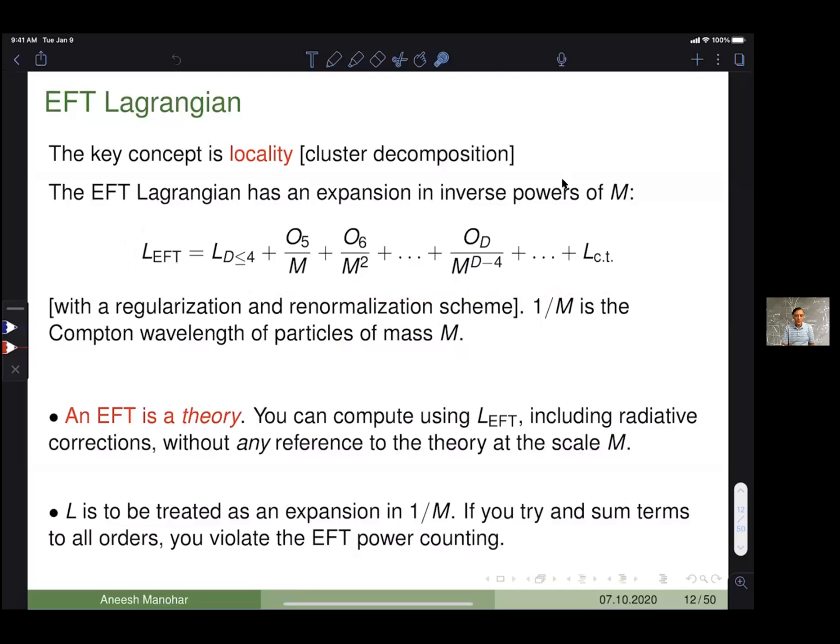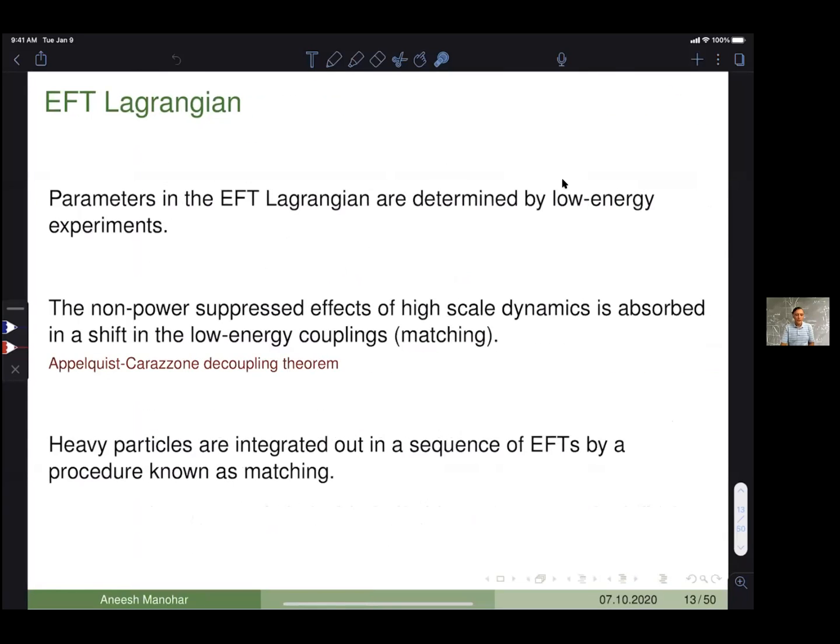And the only subtlety, if you want, is that you have to treat this as an expansion in powers of 1 over M. You shouldn't try and sum up the 1 over M terms like some kind of geometric series or whatever, because then you will mess up the EFT power counting, which I'll discuss soon. The parameters in the EFT Lagrangian are determined by low energy experiments, and effects of high scale dynamics, which are not suppressed by powers of M, can all be absorbed into shifts in the low energy coupling constants. And the procedure of doing this calculation is referred to as matching.